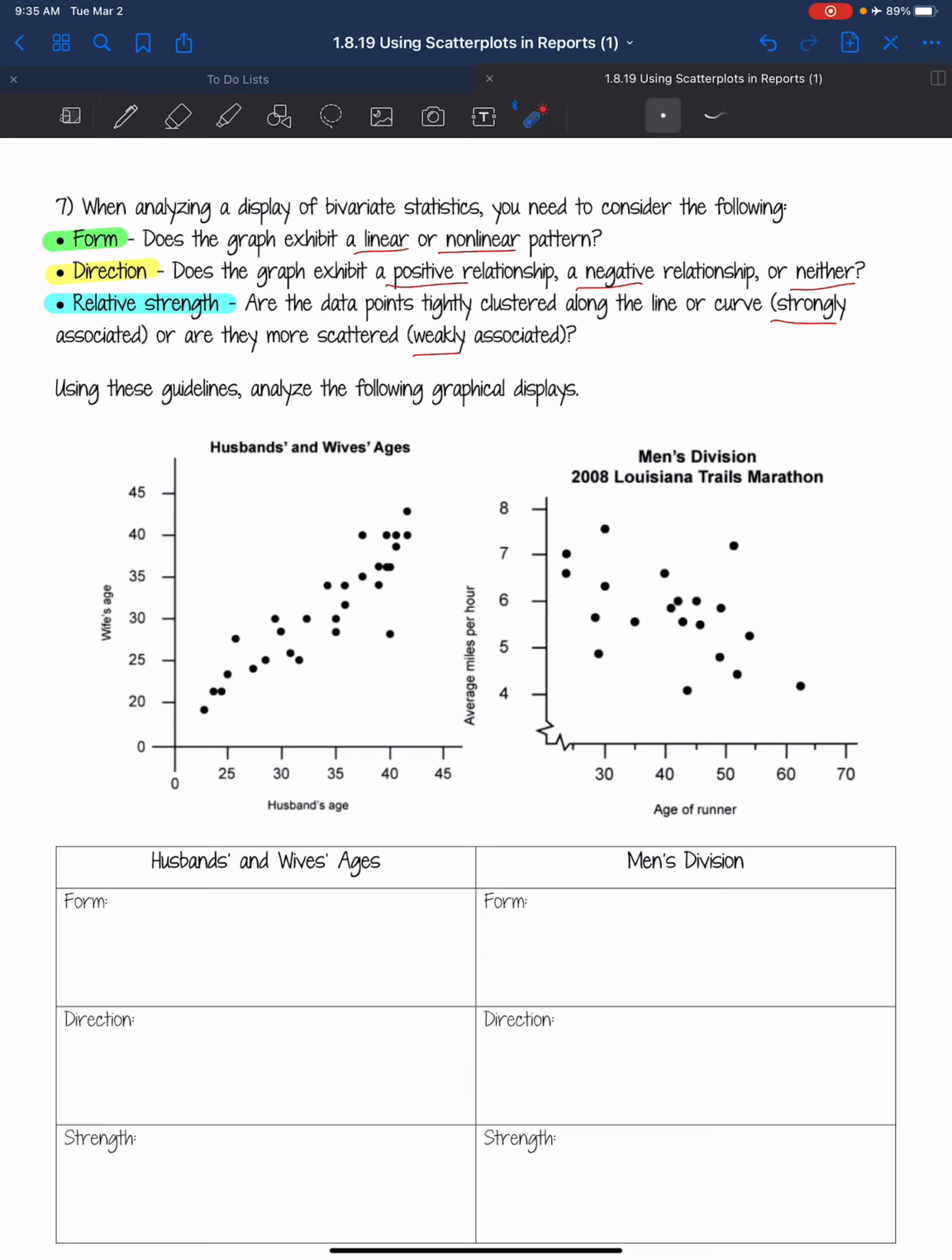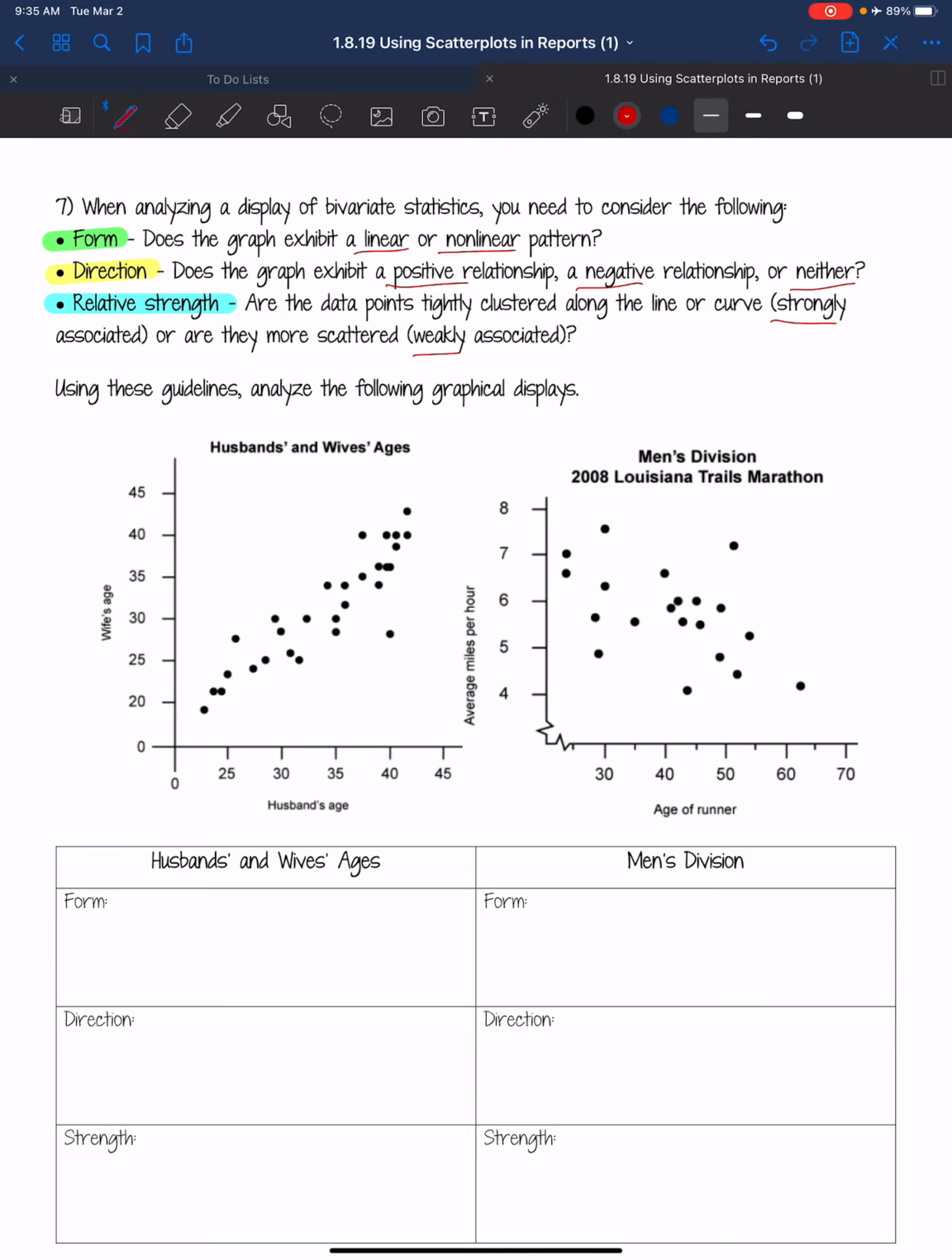So we've got a graph showing the husband's and wife's age, comparing each other's ages. And then we've got another graph showing men's division 2008 Louisiana Trails Marathon. We're comparing the age of the runner to the average miles per hour.